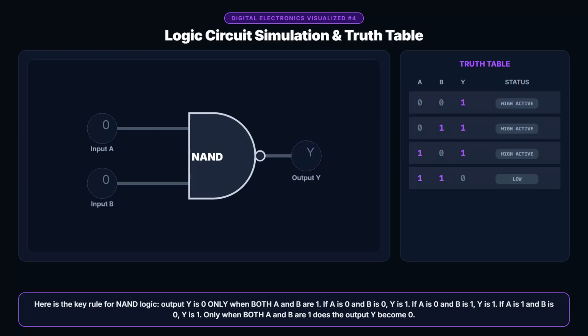Here is the key rule for NAND logic. Output y is 0 only when both A and B are 1. If A is 0 and B is 0, y is 1. If A is 0 and B is 1, y is 1. If A is 1 and B is 0, y is 1. Only when both A and B are 1 does the output y become 0.